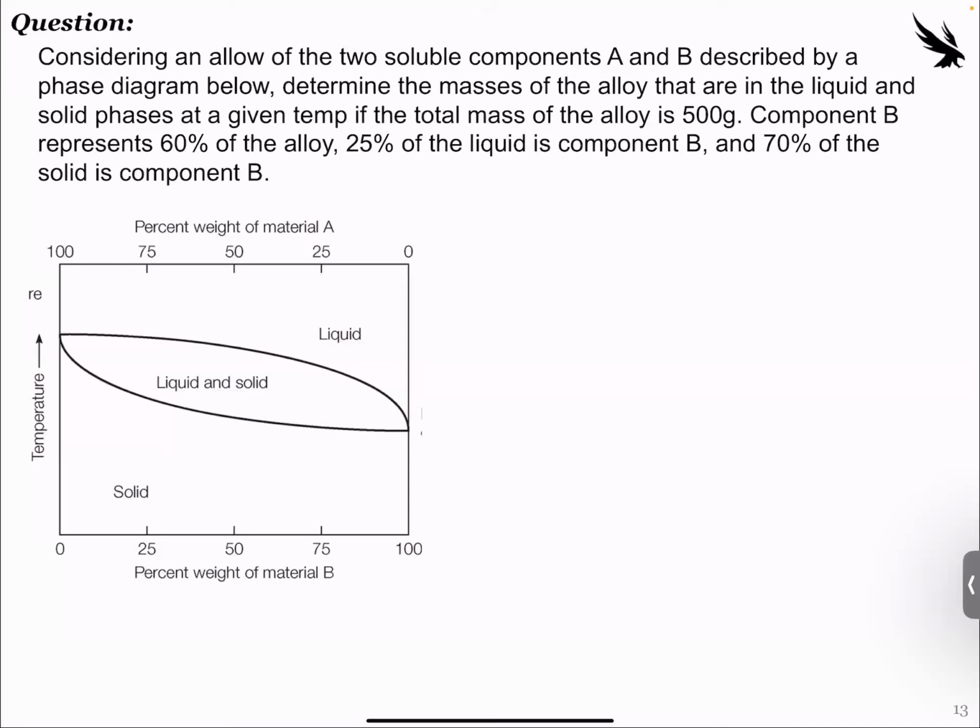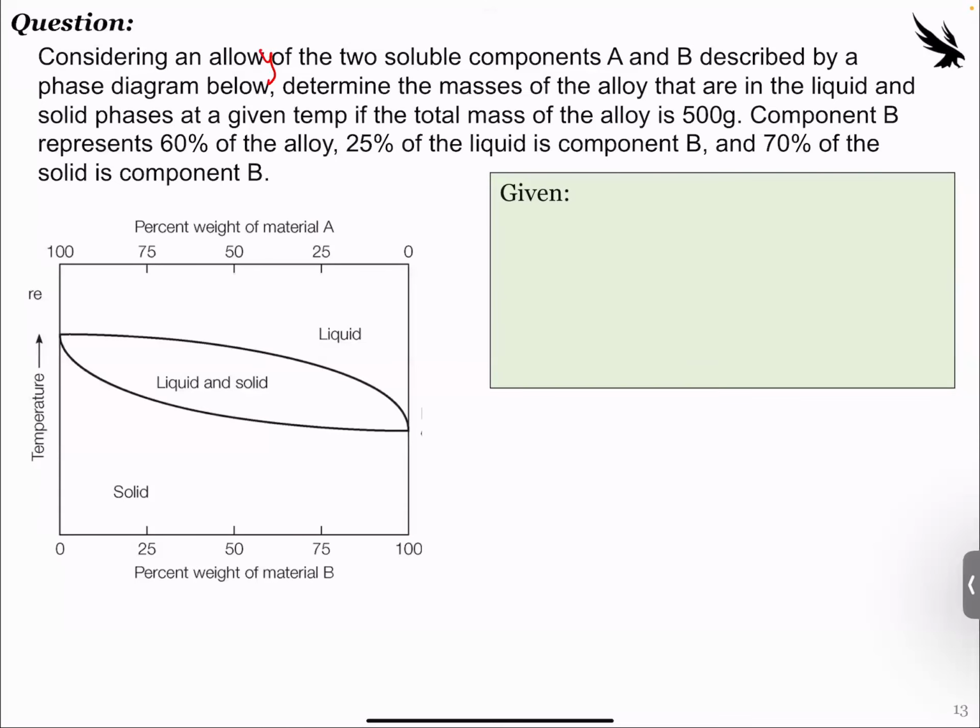So considering the alloy of the two soluble components, A and B, described by the phase diagram below, we're asked to determine the masses of the alloy that are in liquid and solid phases. At the given temp, we're told that the total mass of the alloy is 500 grams. Component B represents 60% of the alloy, 25% of the liquid is component B, 75% of the solid is component B. Anytime you have a problem like this, there's always going to be a lot of information given in the problem statement. So what's best is to write out specifically what is given to you, and just really understand what you need to find from that.